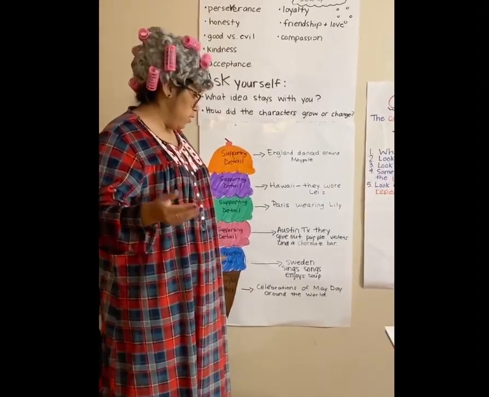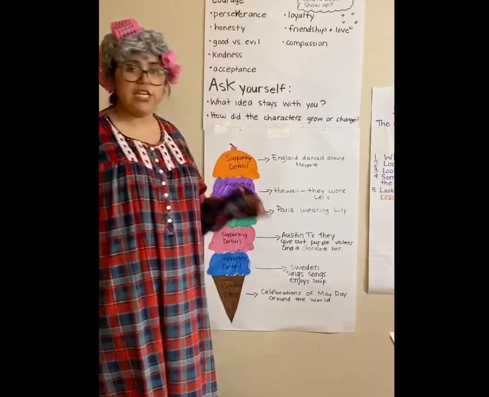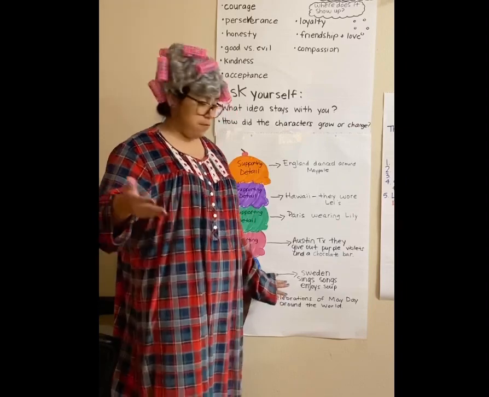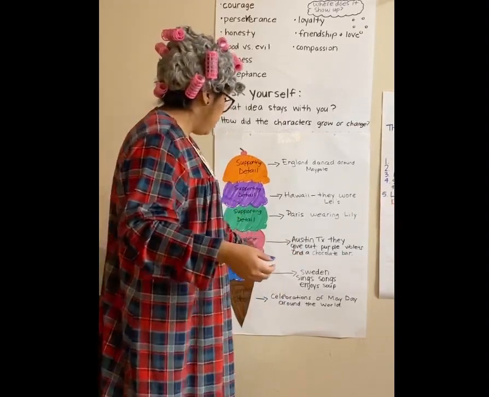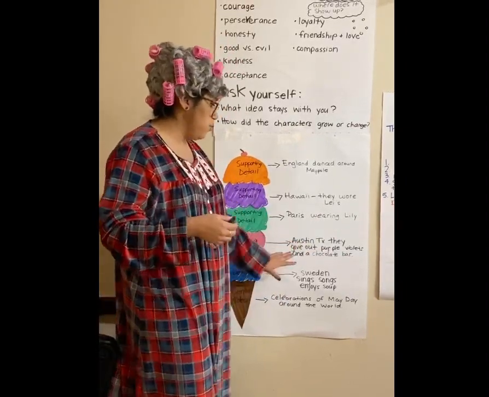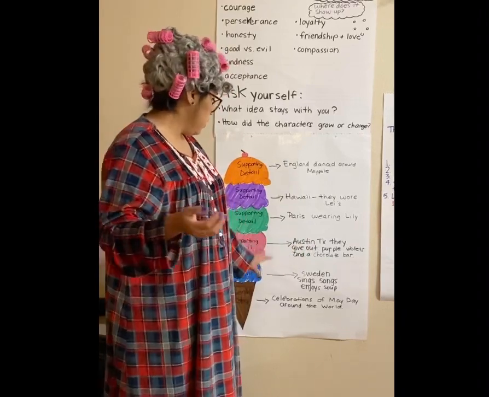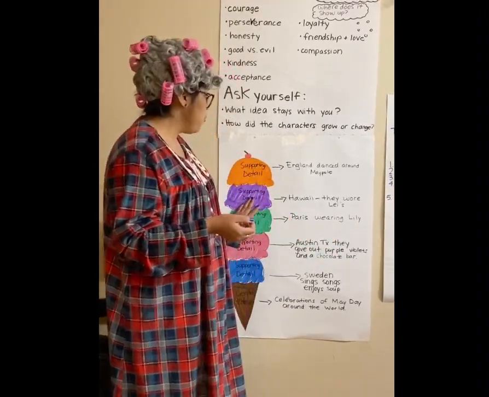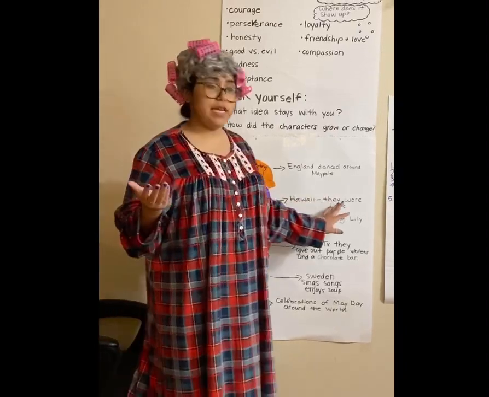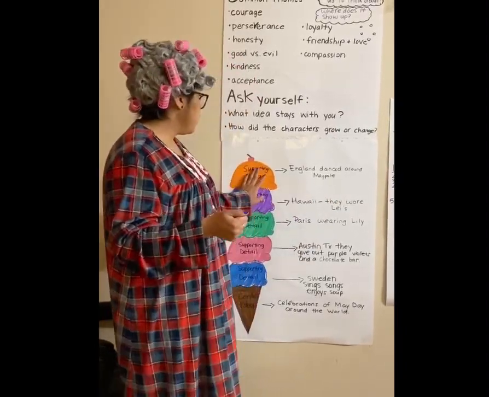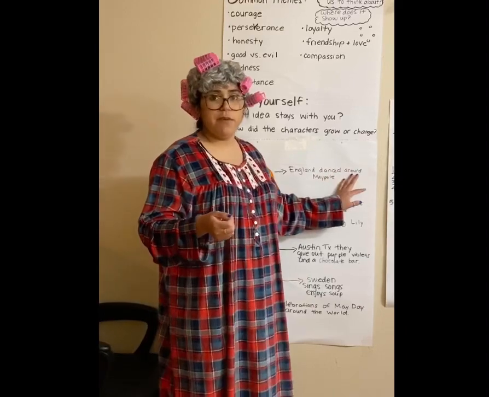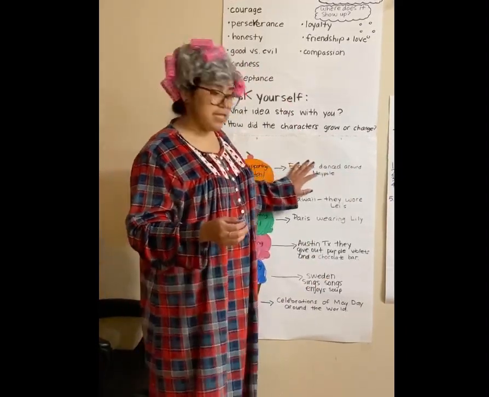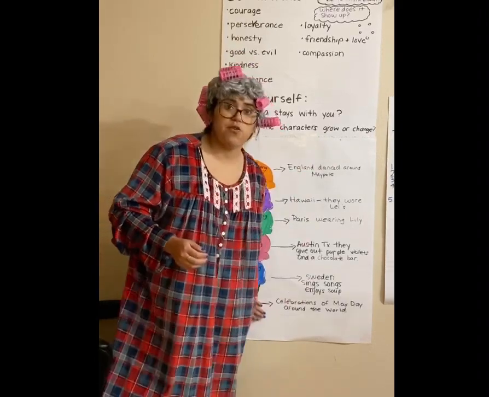Supporting details: Sweden, they sing songs, they enjoy soup. That's part of a celebration around the world to celebrate May Day. In Austin, Texas, they give out purple violets and a chocolate bar. In Paris, they wear lilies. In Hawaii, they wore leis to celebrate May Day. And in England, they dance around a maypole. All of these are the supporting details to support this central idea.